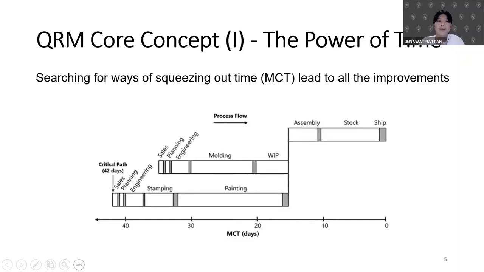The first one is the power of time. We are searching for ways of squeezing out the MCT, the lead time, through improvement. As you can see from the MCT mapping, the white space is the space where the machine and the worker are idle. So we try to reduce the white space so that we make the lead time shortest, most of the time by 50%, 30%, or 40%.